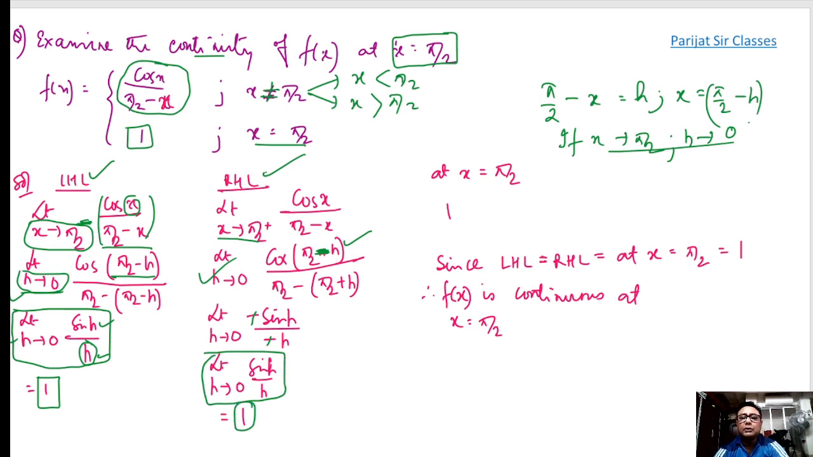And at x equal to pi by 2, already they have given the value of the function is 1. That means you can see that the left hand limit value, right hand limit value, and at x equal to pi by 2 all are giving us 1. That means it is continuous at x equal to pi by 2. Clear? So let's get started with the next sum.